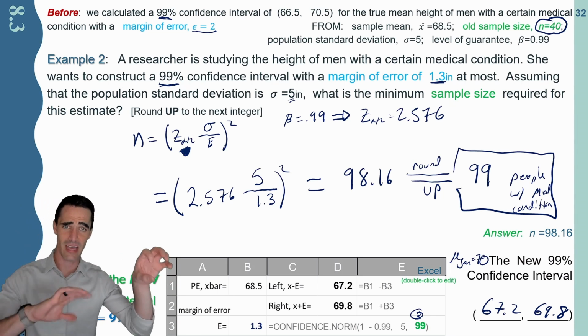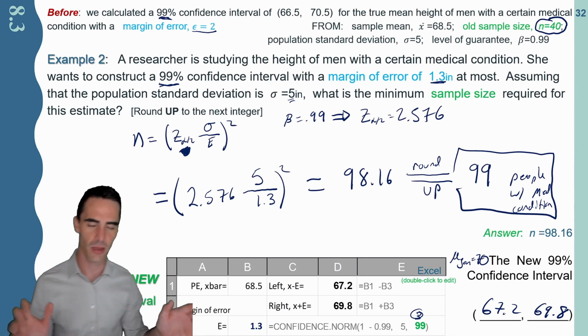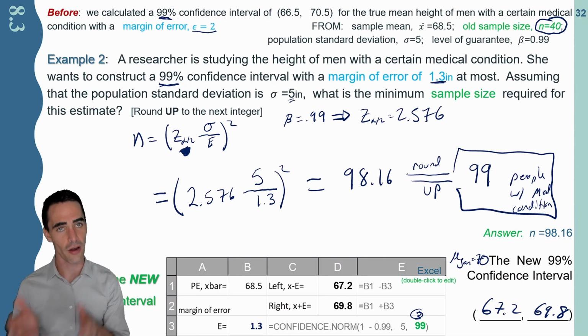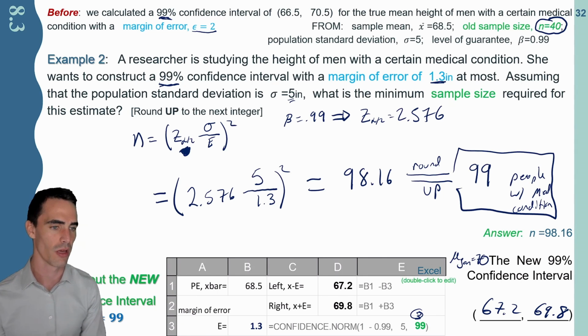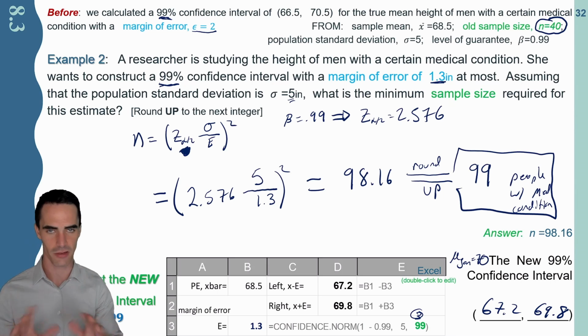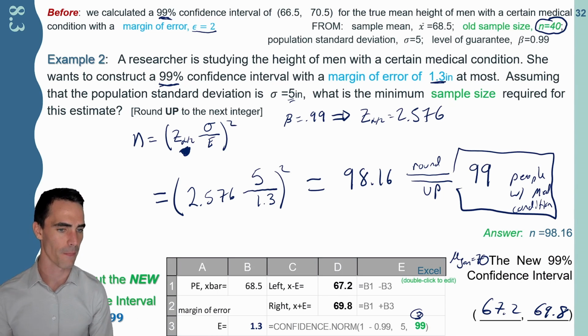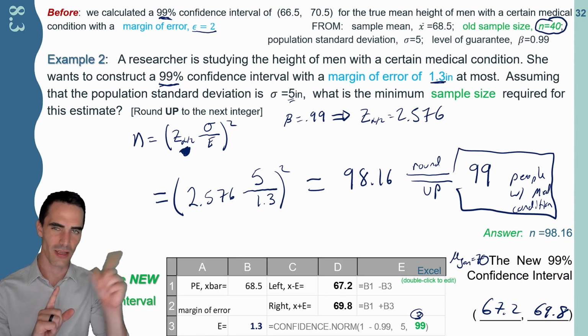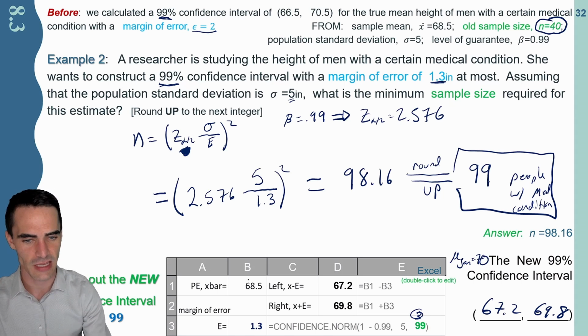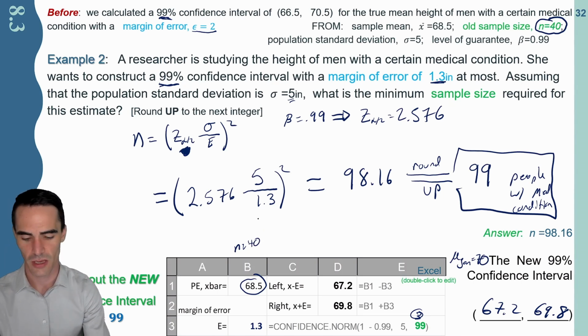And so now that 70 is outside of my confidence interval, I can make that claim that people with this condition on average are going to be shorter than the general population. Again, on average, doesn't mean it's guaranteed for everybody. As an important side note, just to clarify, this 68.5 was based off of our sample of 40 individuals.